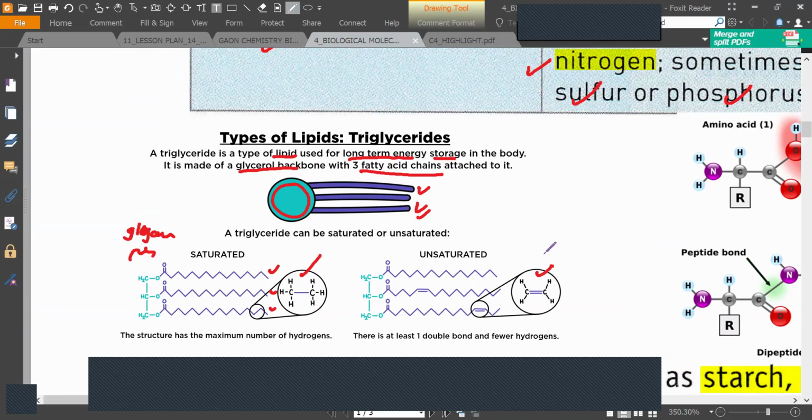The long chain is basically made out of carbon and hydrogen. And then we have two types: saturated and unsaturated. If you see here, saturated means all the carbon will be single bond. So this is saturated. And then unsaturated means we have some carbon-carbon double bond. So we have saturated and unsaturated fats. Lipids are also called triglycerides.